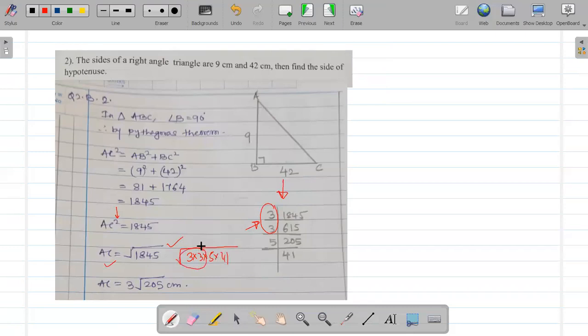This is a pair, so we write it once out of the root. Whatever remains stays in the root. So 5 times 41, that's 205. And don't forget to mention the unit. The unit mentioned is centimeter, so we put a centimeter there.